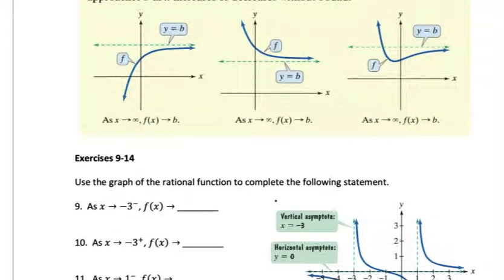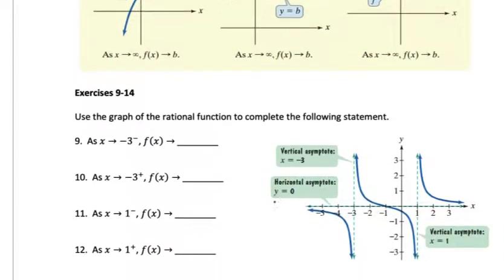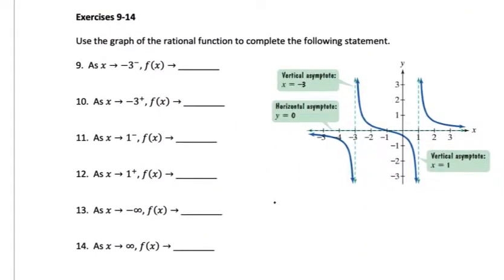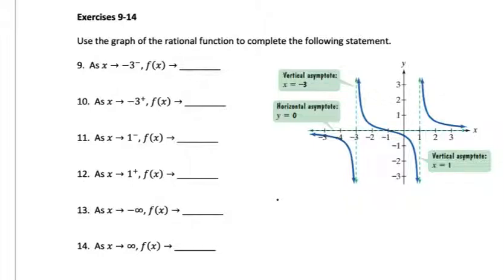So, we're going to look at exercises 9 through 14. And we're going to use the graph to complete the following statements. So basically, all that we're looking for here is whether our function value is going to infinity or negative infinity or 0. So we look for which way the arrow points.